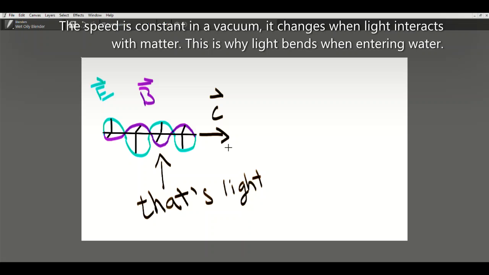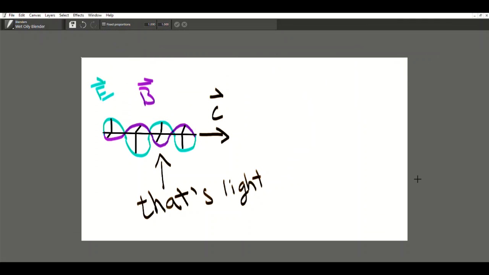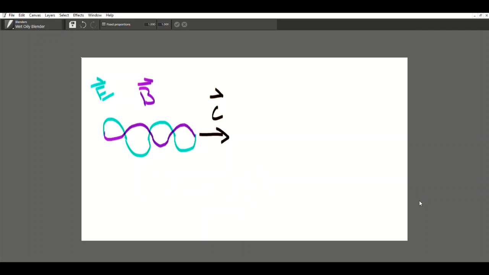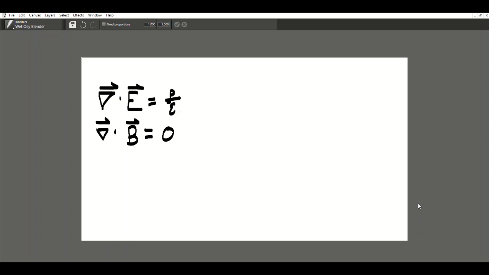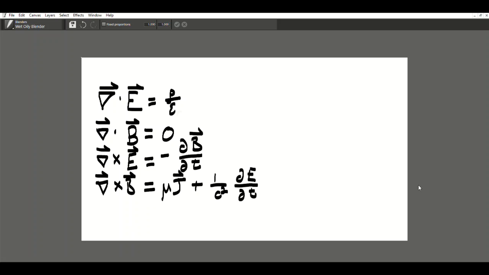And there you have it. What you've shown so far is enough to prove that not only does light exist, but also that light can propagate through space. It moves at a set speed, the speed of light, this c right here, and that it consists of an electric field perpendicular to a magnetic field. And these things have all been proven, and this all works very well.